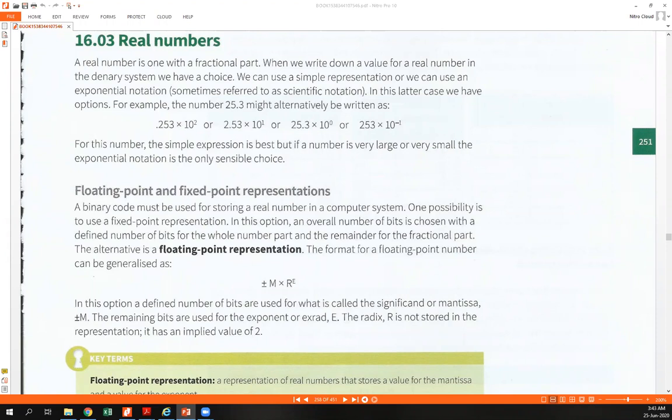Our topic of today is going to be real numbers. How computers store the numbers that have a decimal point in them, the fractional part in them. There are two ways, floating point and fixed point, and we are going to look at both of them in today's lecture.